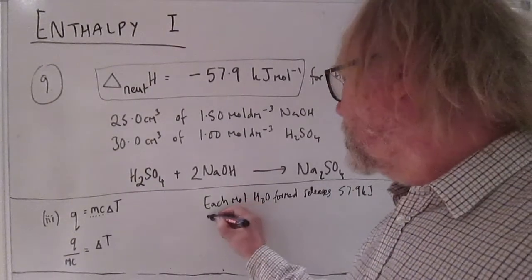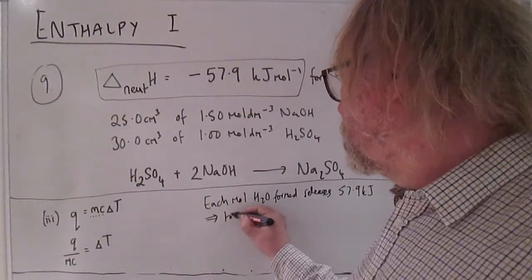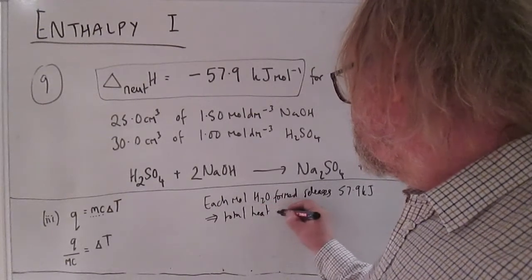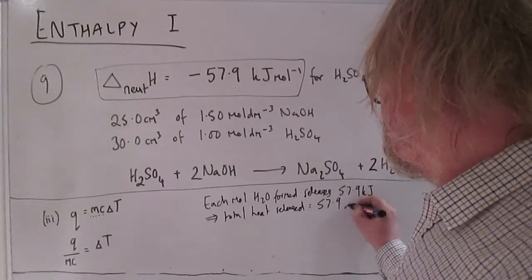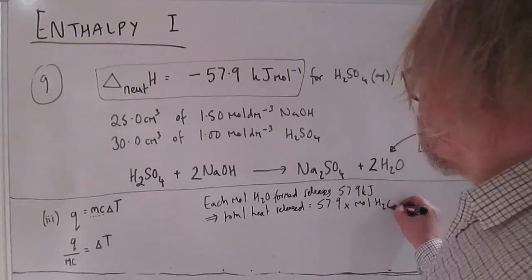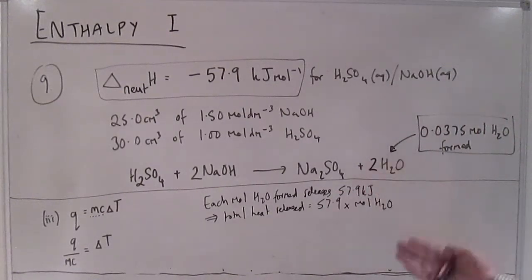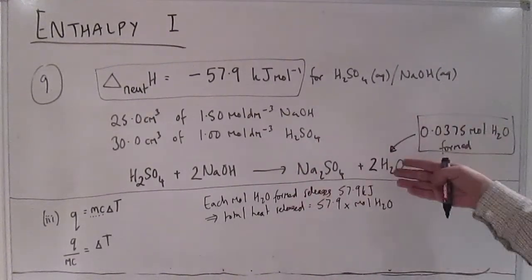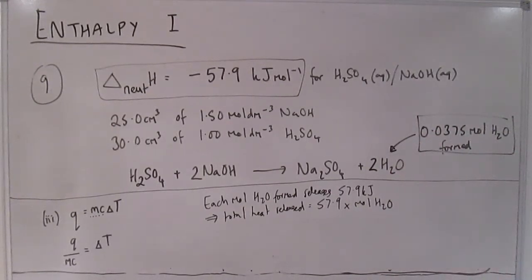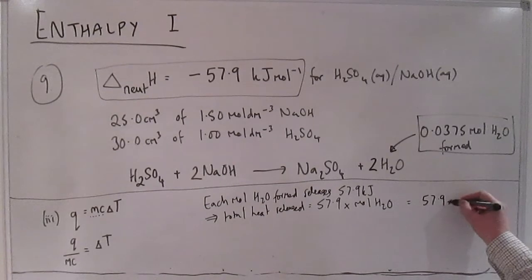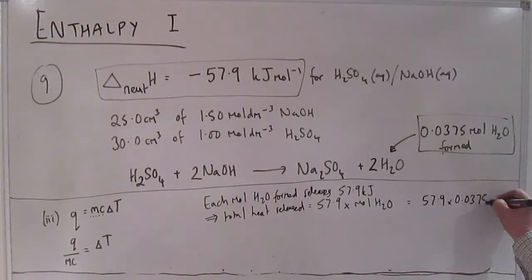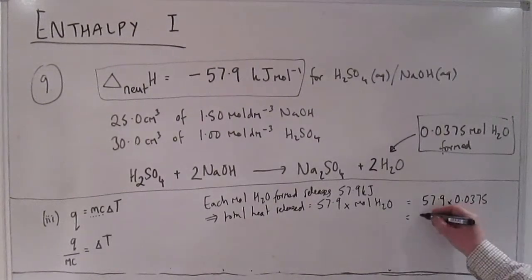And when you think about it that way, it's fairly obvious that the total heat released is therefore 57.9 times the moles of water. Common sense tells you if each mole releases 57.9, if you had 2 moles, it would release 2 lots of 57.9. But we haven't got 2, we've got 0.0375. So that equals 57.9 times 0.0375, which works out as 2.171 kilojoules.